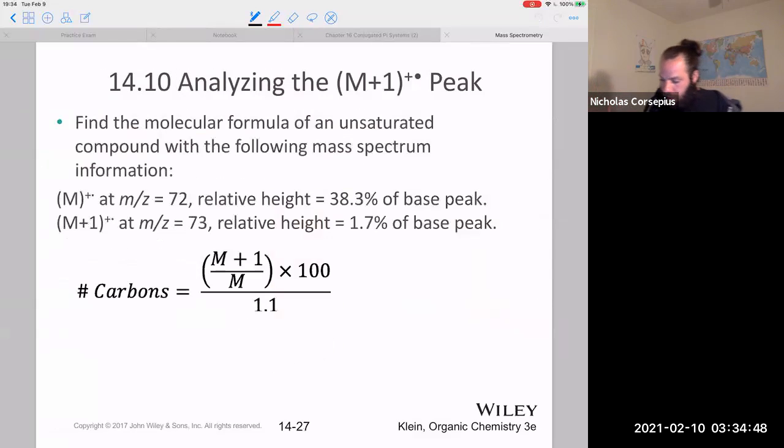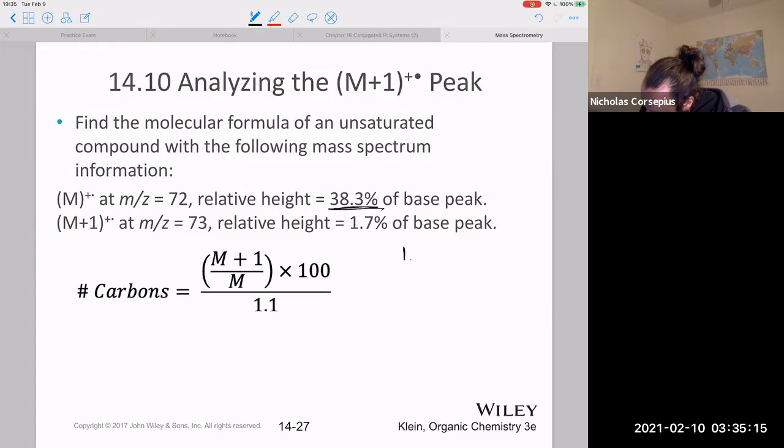Let's just do another example. Here we have our molecular ion at an M/Z of 72 with a relative height of 38.3 compared to the base peak. I don't even know what the base peak is, and yet I'm going to show you that we can still get to the molecular formula of this compound. And then the M+1 peak has a relative height of 1.7% of the base peak.